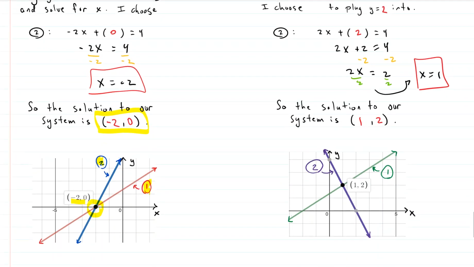And if we look at the graph, we see equation 1 and we see equation 2, and where do they cross? They cross once at the point 1, 2, which is what we found algebraically. Hopefully this helps. This is how you use the addition method to solve a system of linear equations in two variables.